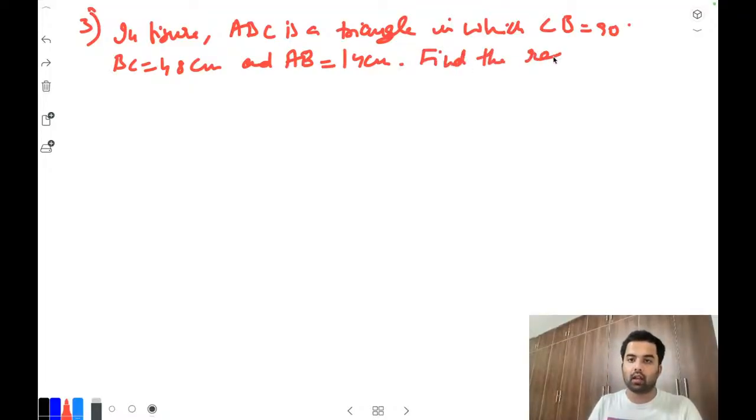Find the radius of the circle. Let me draw first. We have one circle here like this, okay, and things are like this. Check this out.